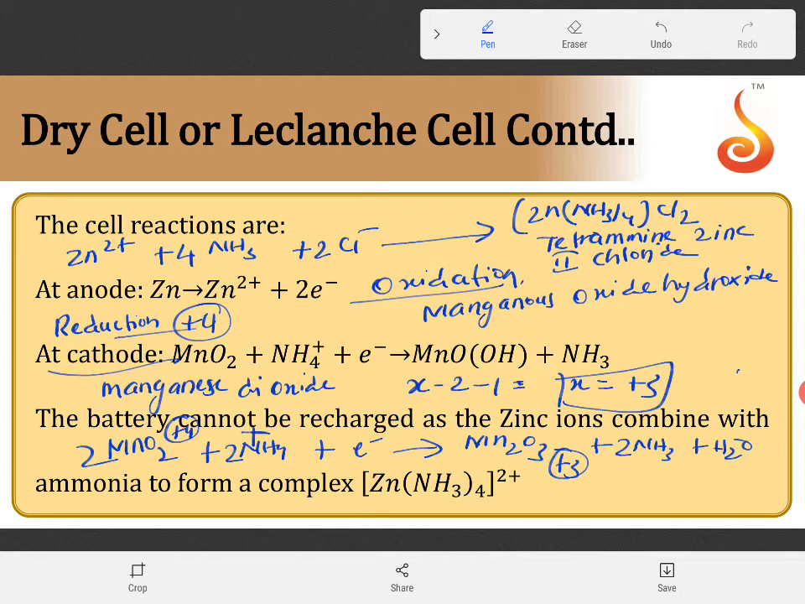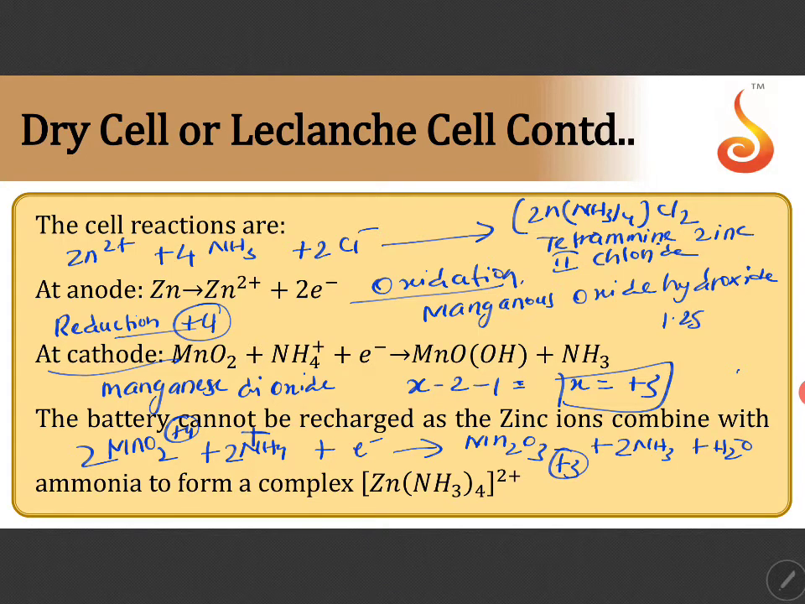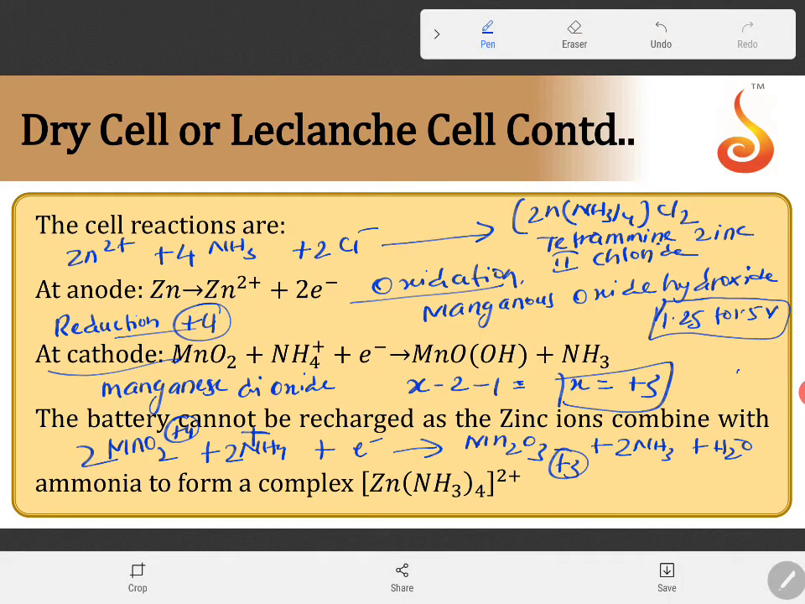And further, this particular primary cell, that is Leclanche cell or dry cell, its voltage ranges from 1.25 to 1.5 volt. You take whichever battery, whether it is Duracell or Eveready or any other cell, the maximum voltage which can be obtained is 1.5 and minimum is 1.25. So remember these details, children, when you are attending the competitive exam. Sometimes you may get the questions.